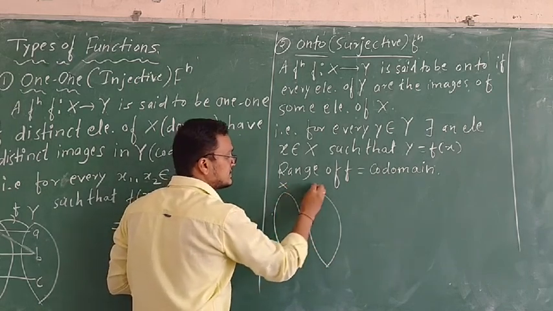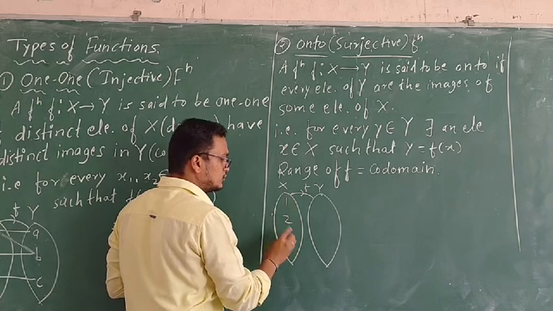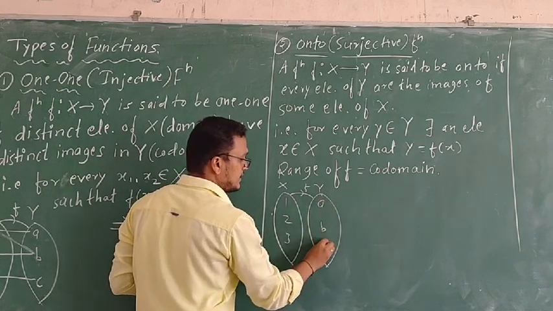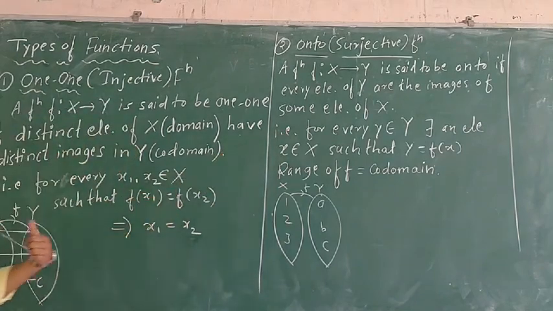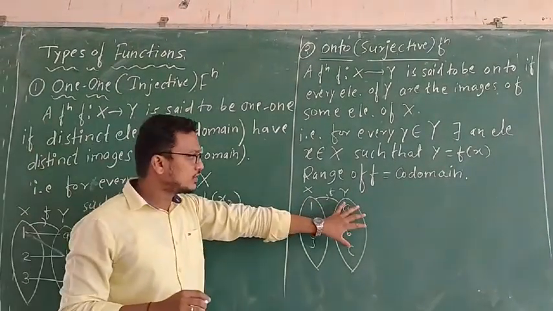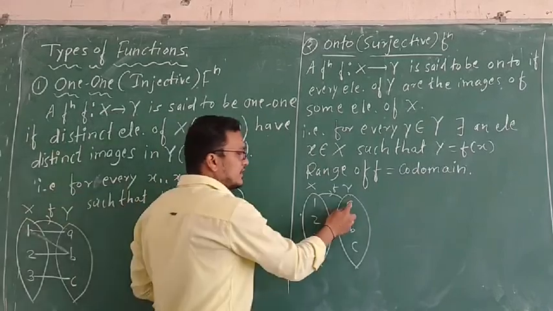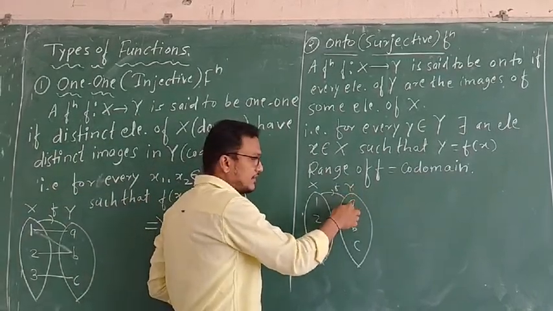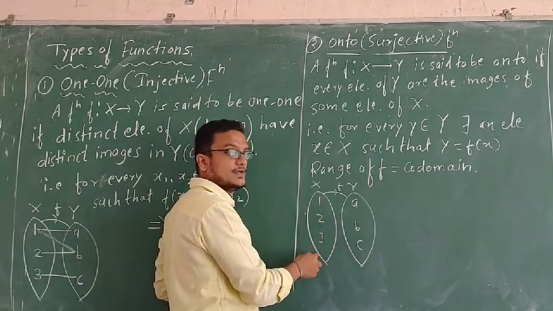Okay, so again I will take this is x and y, mapping is f. Again I will take the same elements 1 2 3 and this is a b c. What the definition says now, in the one-one we compare domain to codomain, but in the onto you have to compare codomain to what? Domain. Means what? Every element of y are the images of some elements of x.